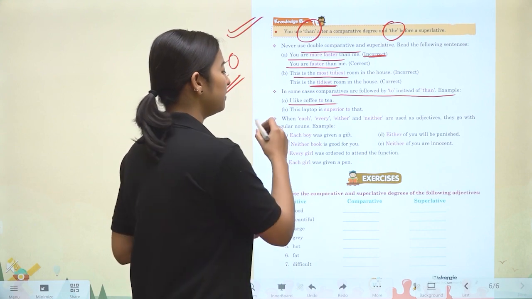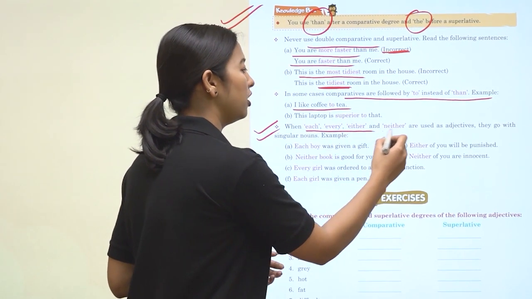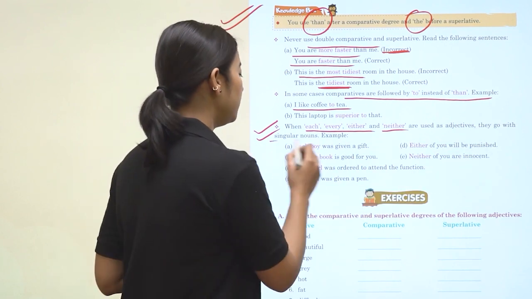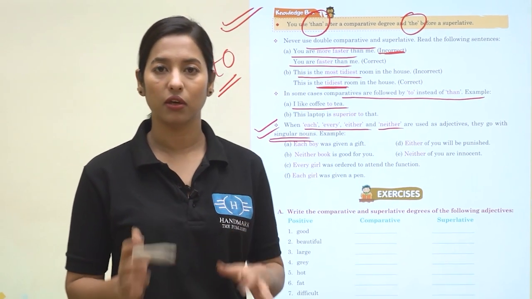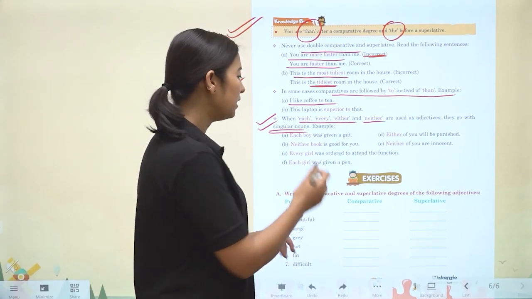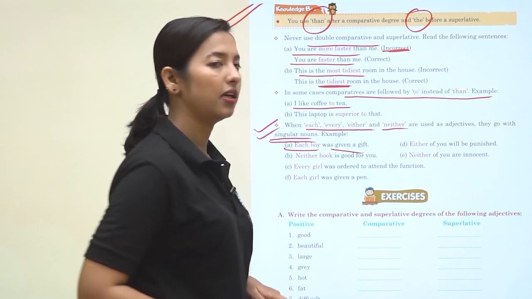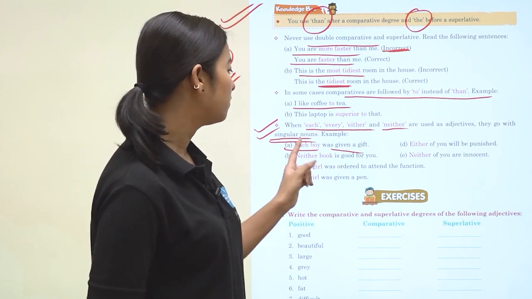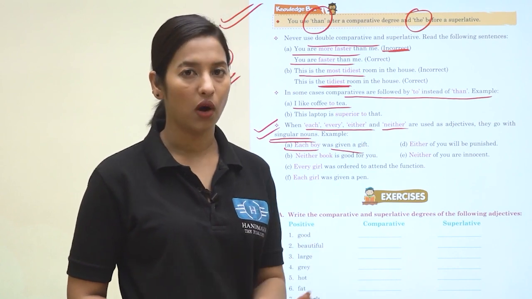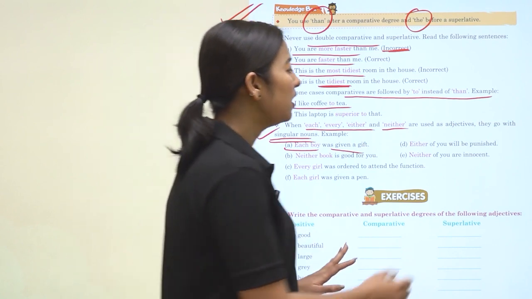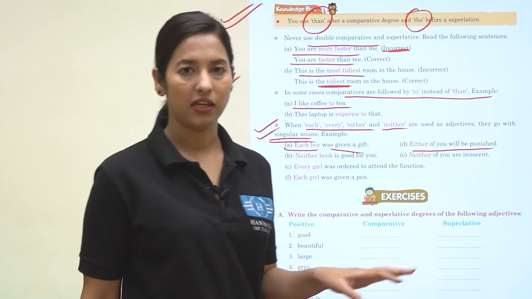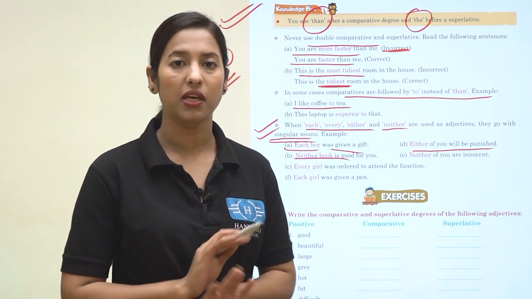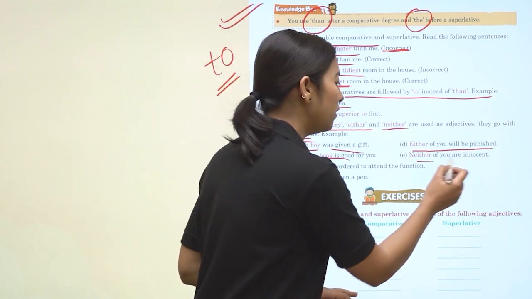Now the next rule says when each, every, either or neither are used as adjectives, they go with singular nouns. So we always use singular nouns with them. For example, each boy was given a gift. So we are using boy here, not boys. Each boys would be incorrect. Similarly, either of you will be punished. Neither book is good for you. Neither books will be incorrect. Neither of you is innocent.